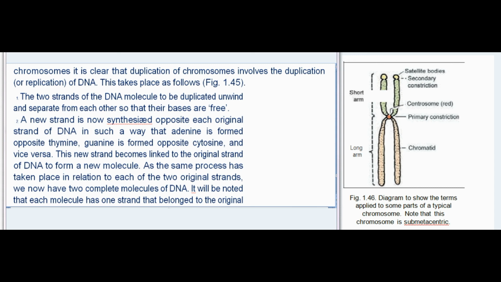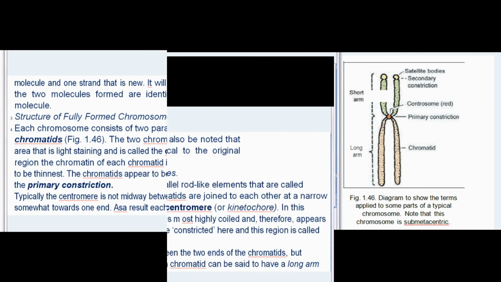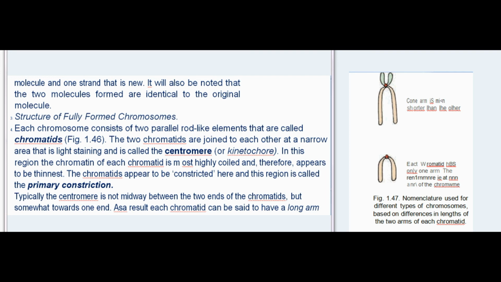As the same process has taken place in relation to each of the two original strands, we now have two complete molecules of DNA. It will be noted that each molecule has one strand that belonged to the original molecule and one strand that is new. It will also be noted that the two molecules formed are identical to the original molecule.